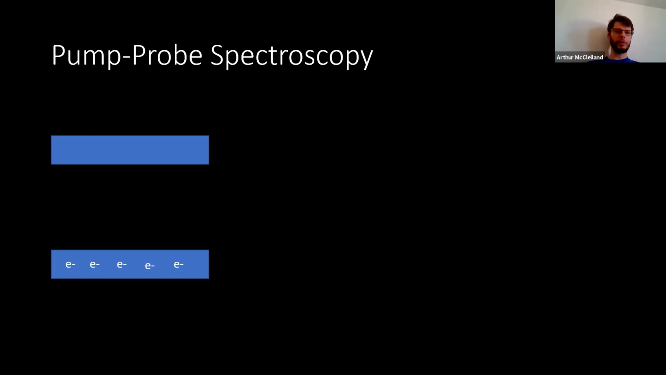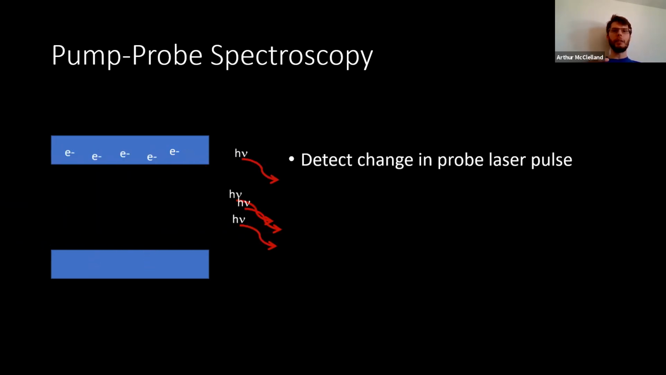So we have a bunch of electrons in the valence state. We bring in a pump laser pulse, and the pump laser pulse excites all the electrons to the excited state. Then we wait some time for the system to relax, and we're going to vary this wait time. So some of the electrons eventually relax back down, and then we send in a probe pulse.